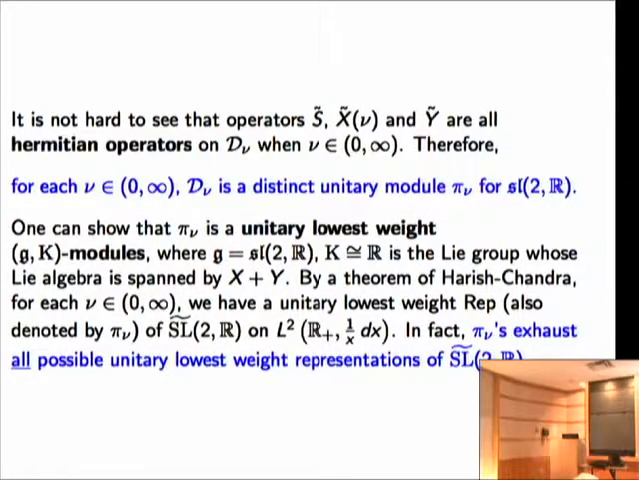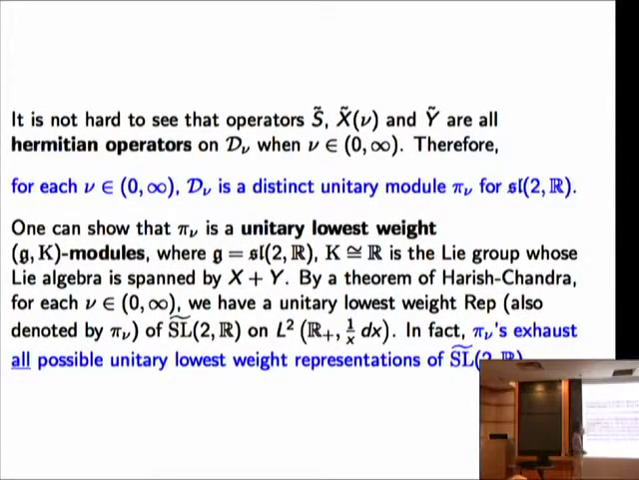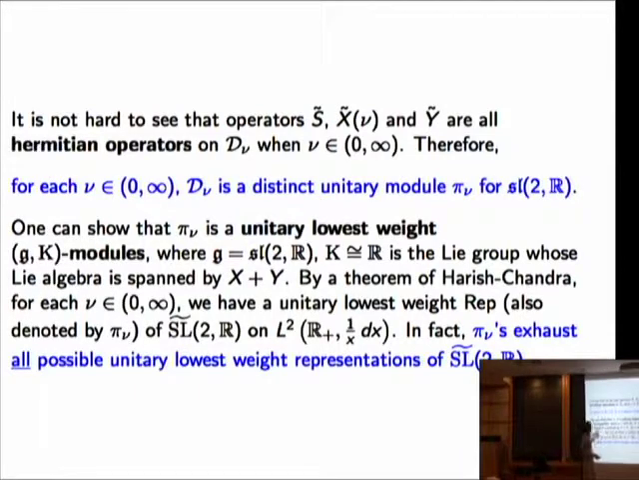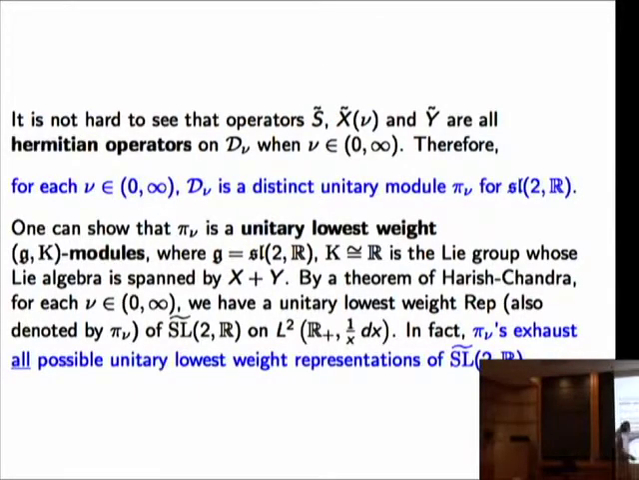Therefore, for each nu, we have a distinct unitary module on SL2R. One can show that this is really the lowest weight module, a (g,K)-module. And the K is really the Lie group whose Lie algebra is spanned by this X_e plus Y_e. And then the theorem of Harish-Chandra says, whenever you have a (g,K)-module, you can integrate it to the group.